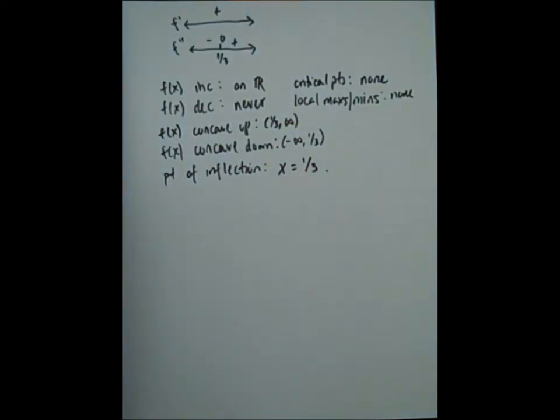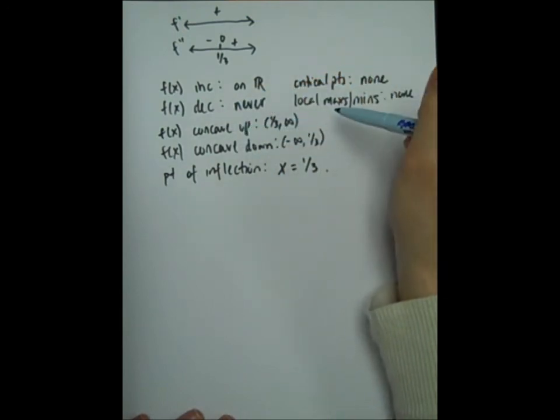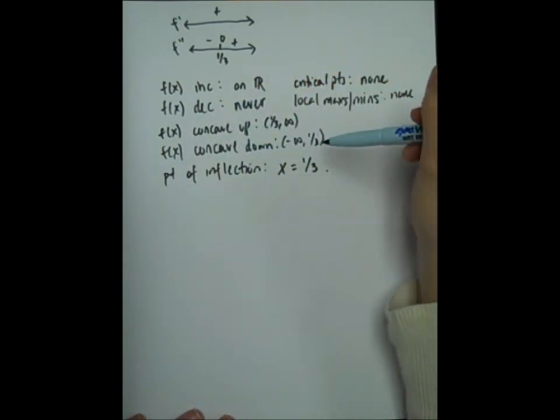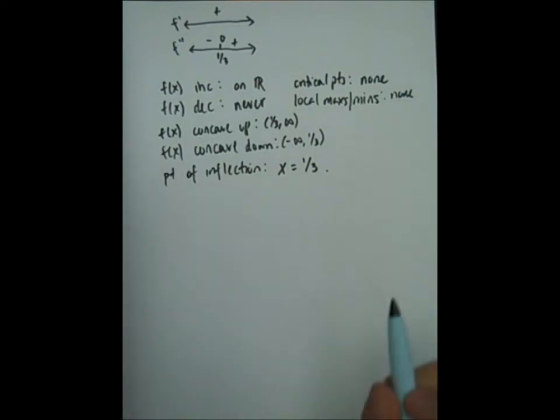So just from finding those two number lines, I'm able to answer a lot about f of x. I can say that it's increasing always, decreasing never, it's concave up from 1/3 on, concave down, anything less than 1/3. Point of inflection is 1/3, no critical points, no maximums, no minimums. So that's a lot from just two different number lines.